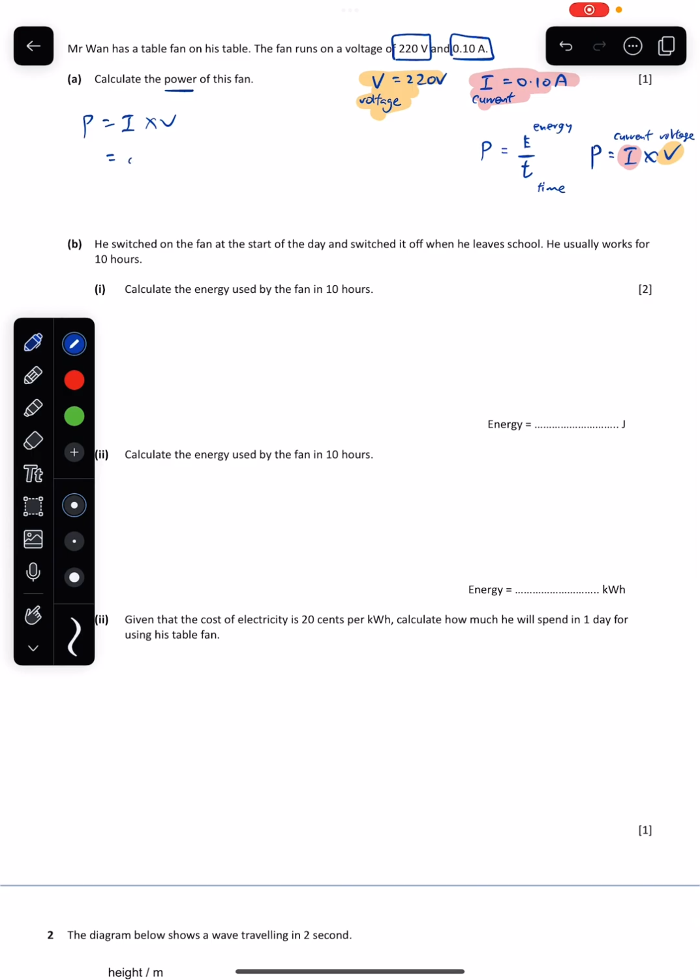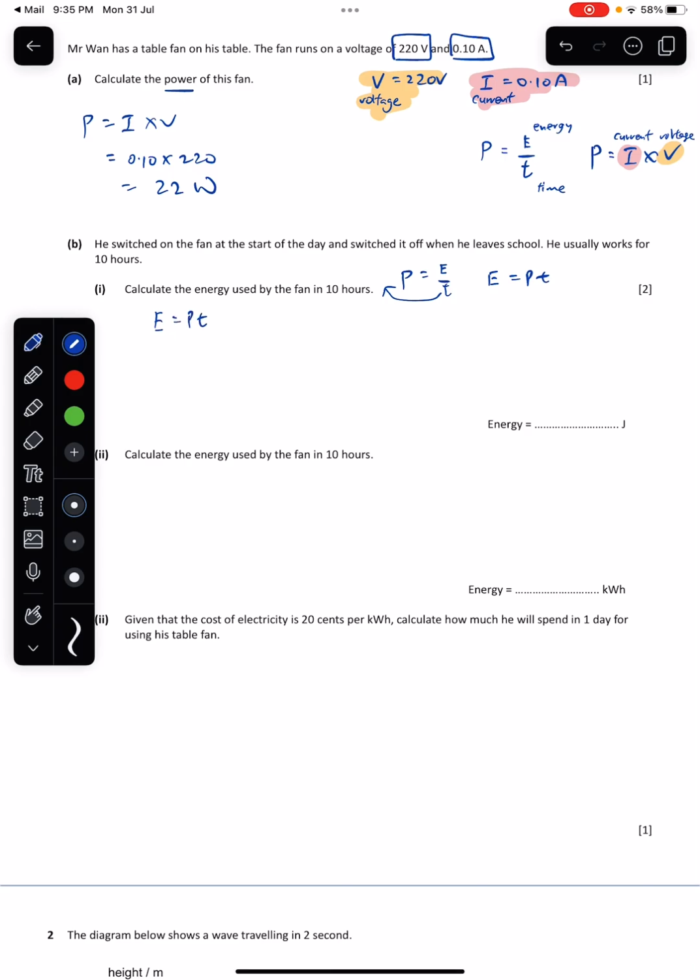I is 0.10 times 220. 0.1 times 220, 22 watt. So the units of power is watt. That's it. Simple. Okay, next part. Next part says something about energy, right? So if you recall, P equal to E over T, right? So E equal to PT because you move this upwards. So E equal to PT is the formula here.